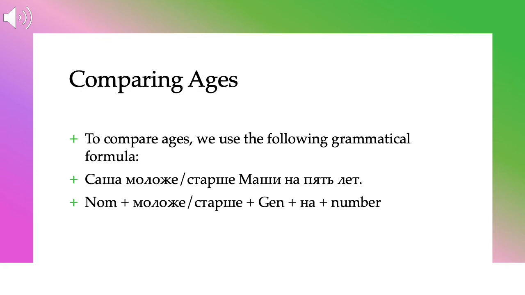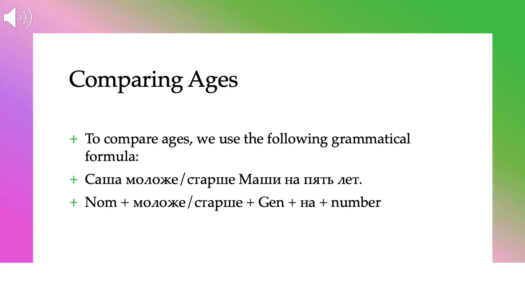So Sasha моложе Маши на 5 лет. Sasha is younger than Masha by 5 years. Masha старше Саши на 5 лет. Masha is older than Sasha by 5 years.